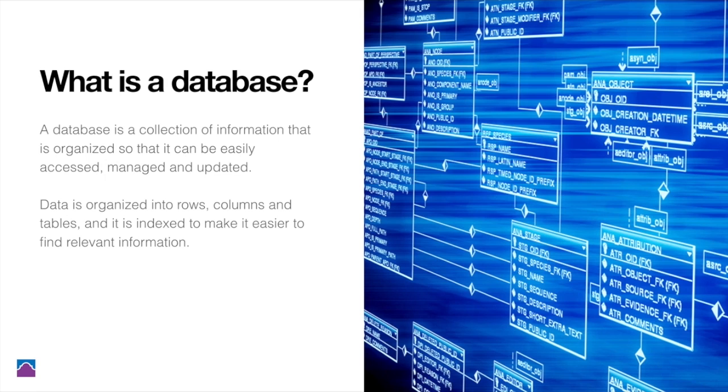The difference too with a database and an array is that data is organized into rows, columns, and tables, and it is indexed to make it easier to find relevant information. So that information is being indexed.